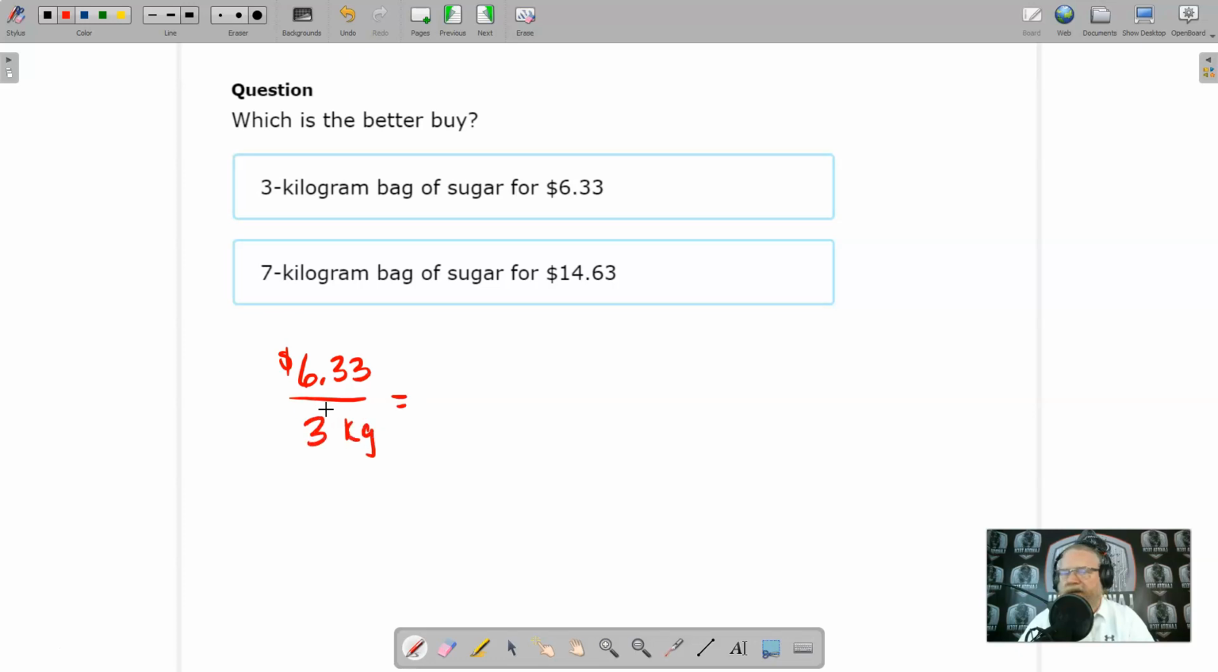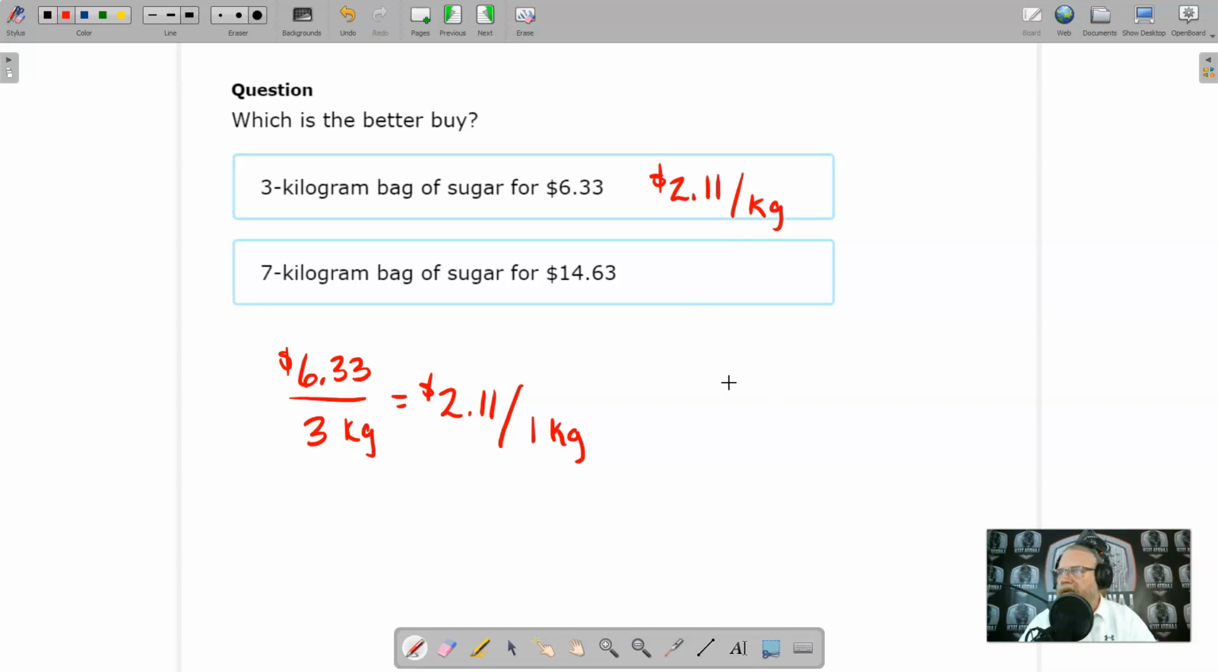So remember, we're going to go ahead and divide the numerator by the denominator. So instead of setting up a proportion here, I'm just going to go ahead and do the 6.33 and divide that by 3, and I'm going to get $2.11 for 1 kilogram. That was by dividing the numerator by the denominator. So over here, it's going to be $2.11 per kilogram. Don't need the 1 there.